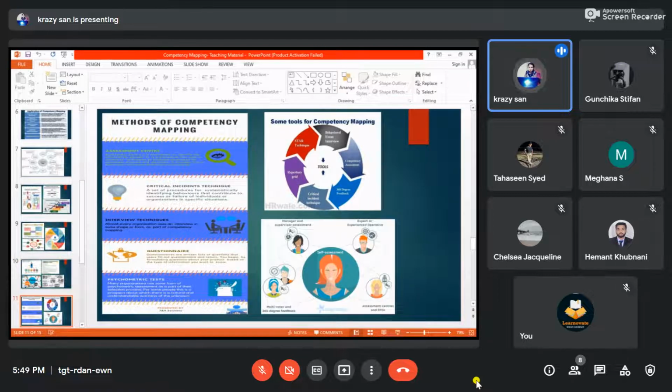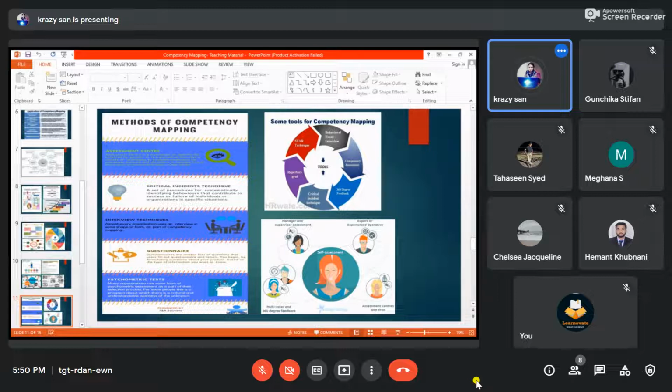Then there are different methods, and different companies use them, such as assessment centers, one-by-one interviews, sometimes psychometric tests, then questionnaires. All these concepts are being used, and some tools might be critical thinking, grading, behavioral aspects, then job paper assessment, one-by-one feedback, face-to-face talking, group discussions. All this comes in this competency mapping sector.